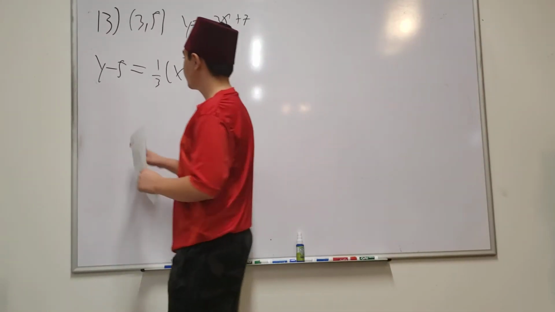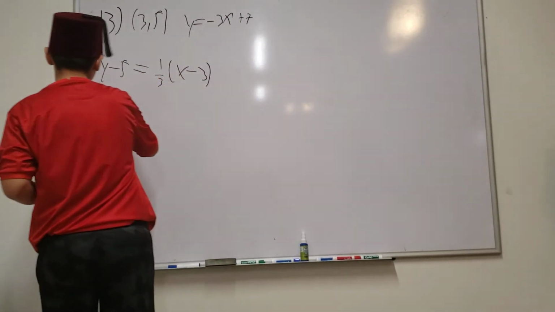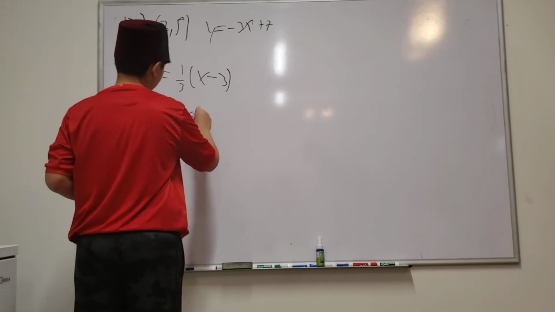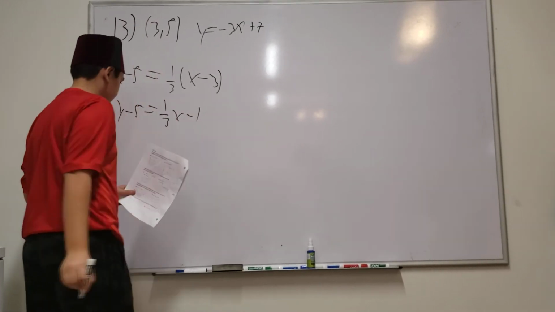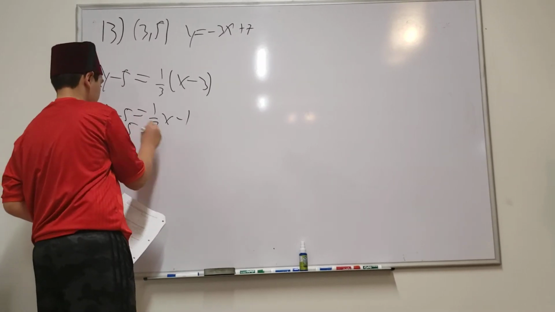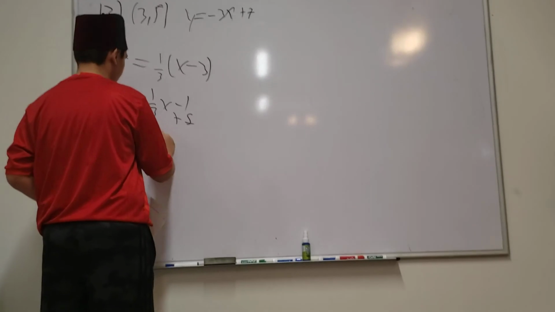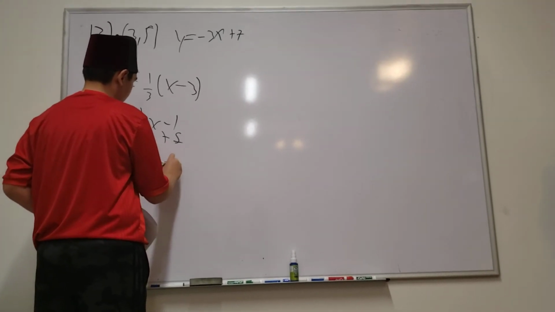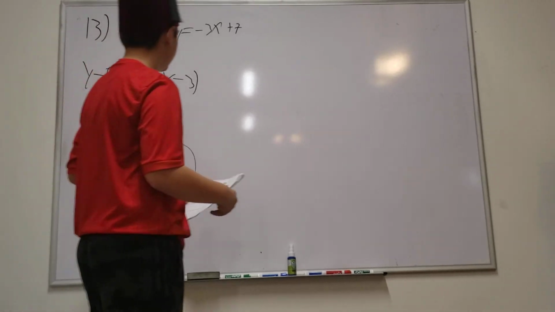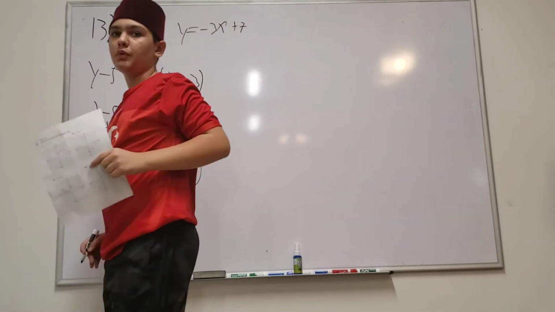Alright, so we're just going to distribute our 1/3 inside and add 5 to that side. So that gives us y minus 5 is equal to 1/3 x minus 1. So now we're going to add 5 to both sides. That gives us y equals 1/3 x plus 4. And that is the perpendicular equation for this particular point.